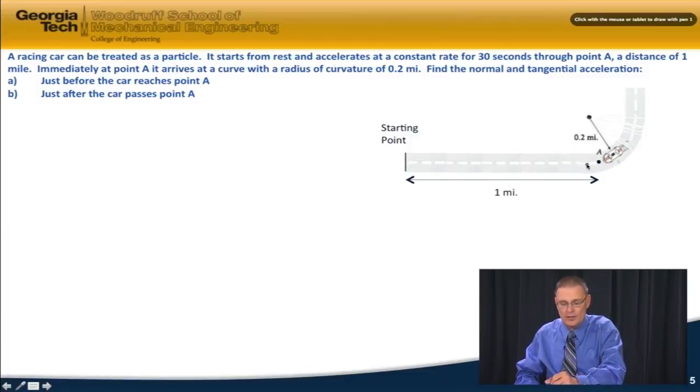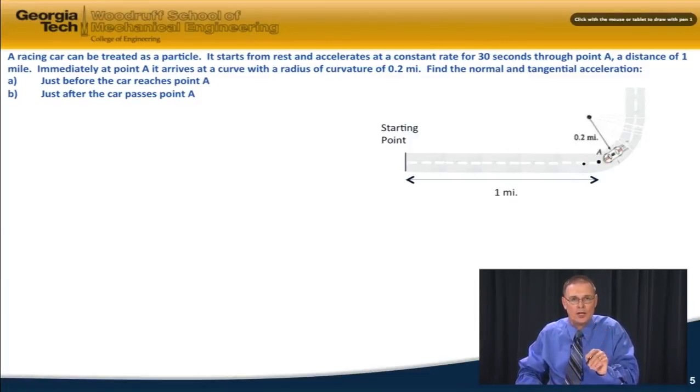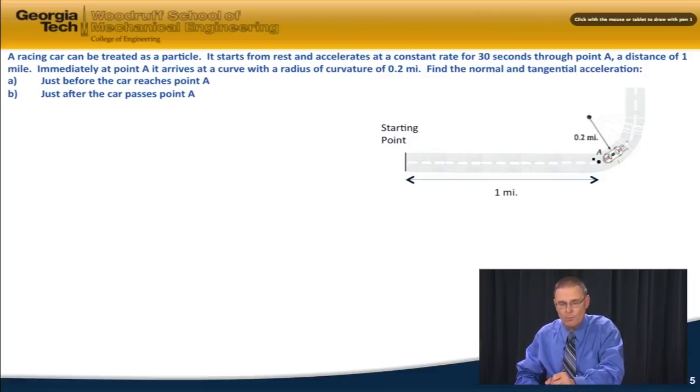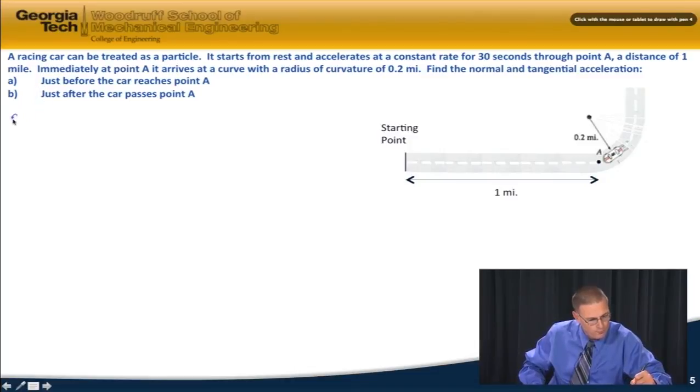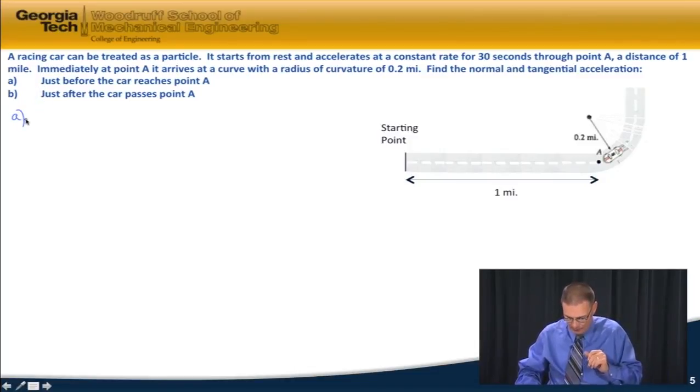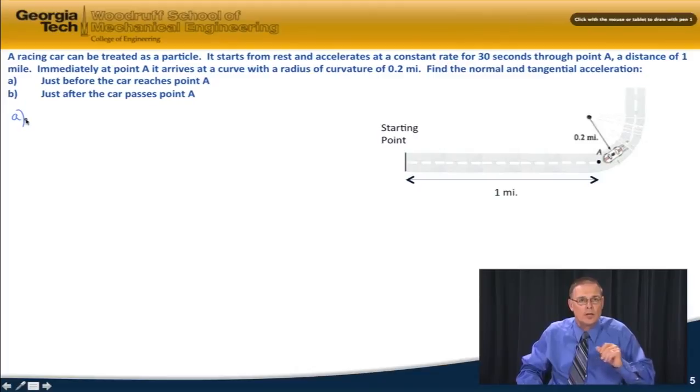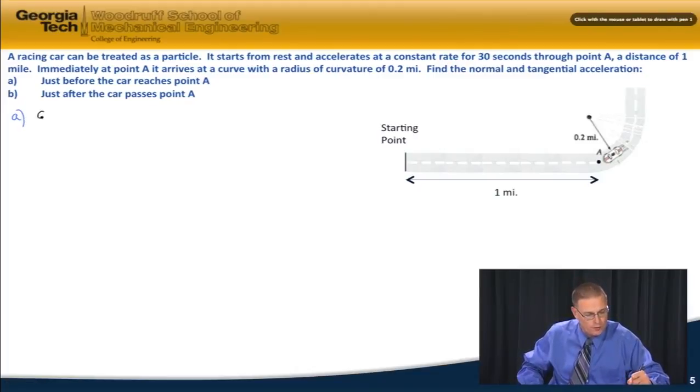It's going to go through a distance of 1 mile in 30 seconds and go into a curve with a radius of curvature of 0.2 miles. And I want to find the normal and tangential acceleration just before point A and just after point A. So let's start just before point A, and let's look at the normal acceleration first. We know that the expression for the normal acceleration is the magnitude of the velocity squared over rho.